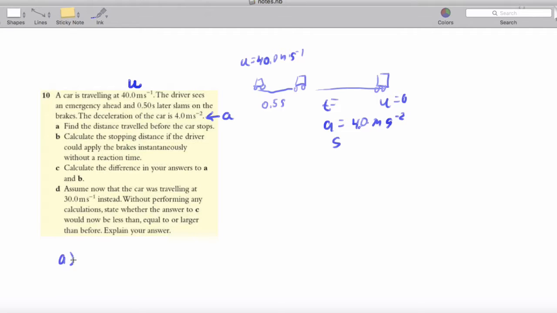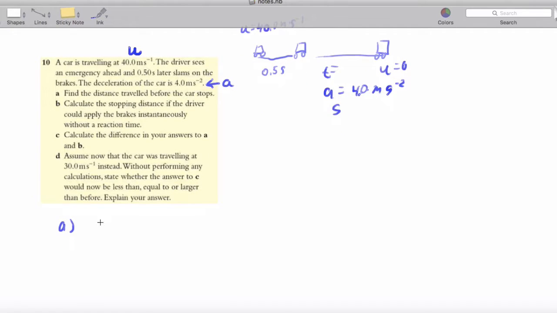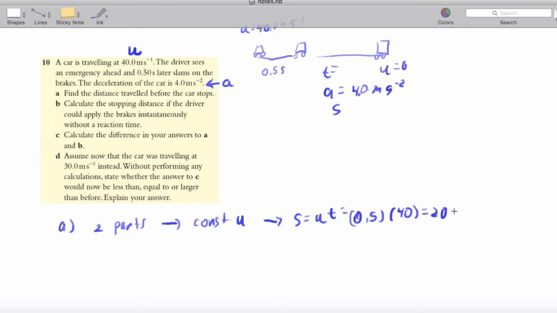So for part A, we have two parts. There is the constant u part, and that's going to be s = ut, which is going to be 0.5 times 40, which gives us 20 meters. And then the last part of it, we're going to slow down.